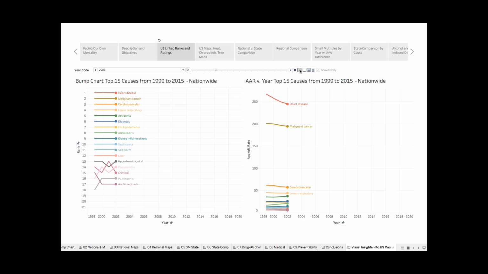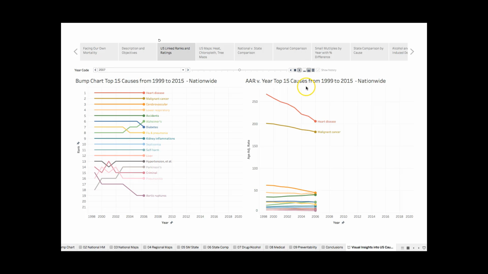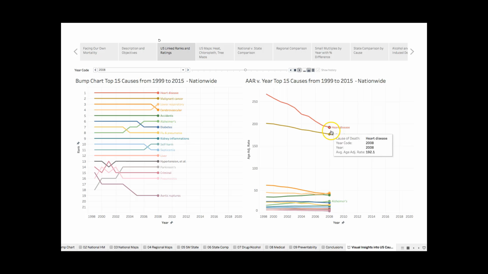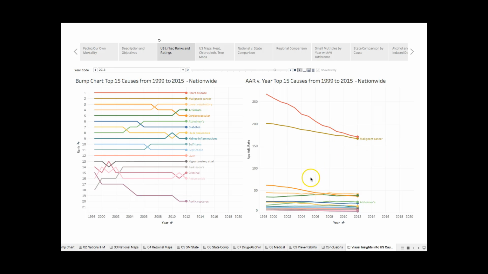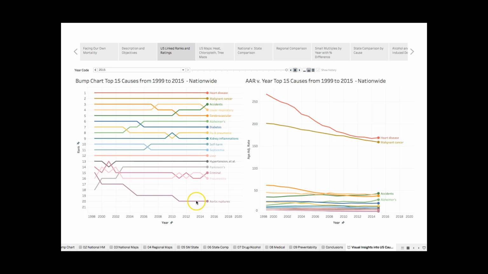Starting at the national level, let's look at the mortality rate of the causes of death as they change over time. While it's clear that heart disease in red and malignant cancer in olive brown have shown marked reduction in recent years, the mortality rate of the remaining causes of death are often overlapping. The bump chart on the left helps to declutter some of the data. We can see, for example, that the mortality rate of aortic ruptures has decreased drastically, while accidental deaths have increased.